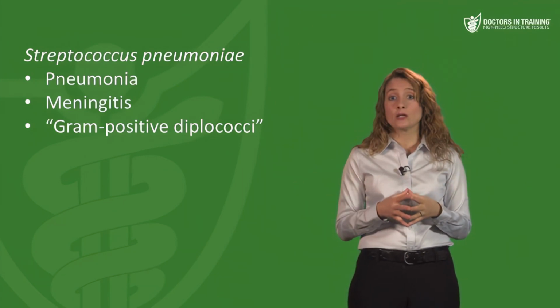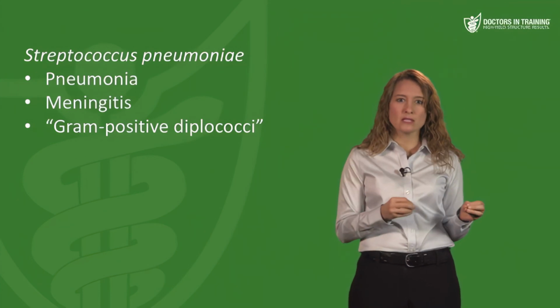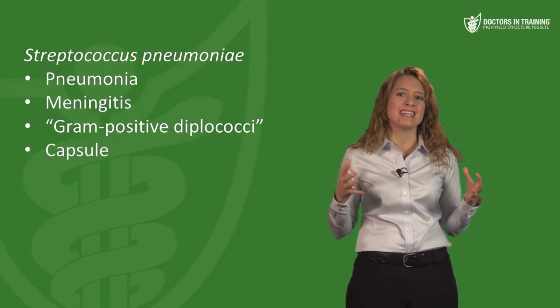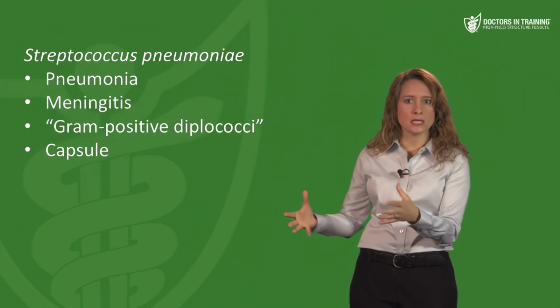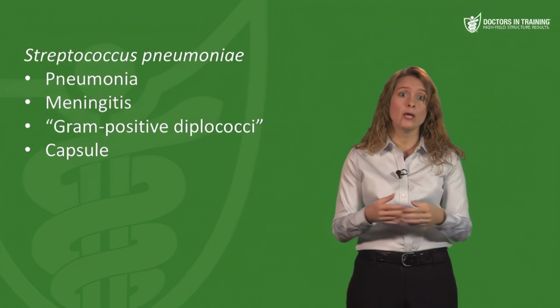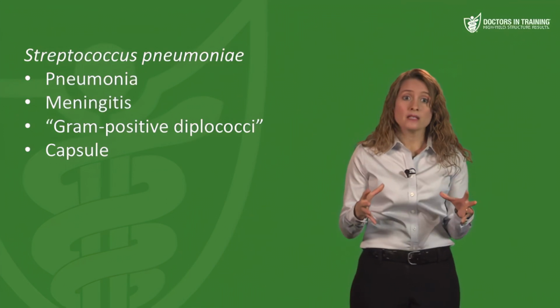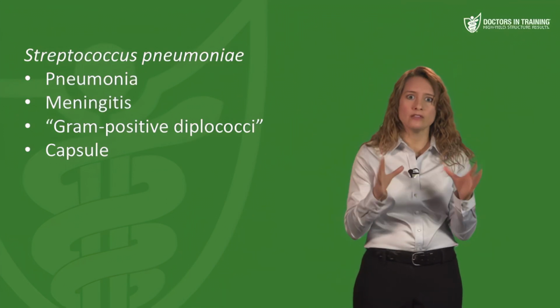Another differentiating characteristic, and one that we've talked about in previous lectures, is that strep pneumo has a capsule. So if you see a streptococcus with alpha hemolysis and a capsule, think strep pneumo. And if it has alpha hemolysis without a capsule, think strep viridans.